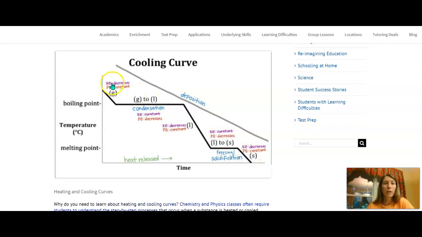Notice your potential and kinetic energy here. Kinetic energy decreases, it's constant. Kinetic energy decreases, constant, and decreases, okay? And then the potential energy is the opposite.